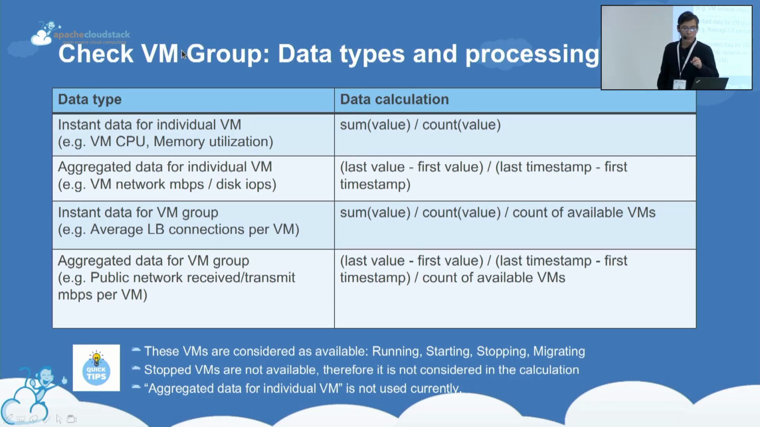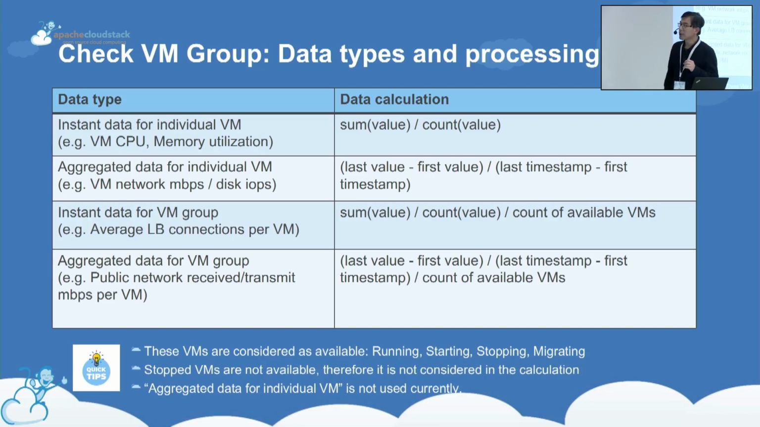The next one is aggregated data from an individual VM. That means, for example, the VM network or disk statistics. The value is the aggregated total throughput since the VM was started. So for this kind of data, we just get the value in the period and divide it by the time in seconds.